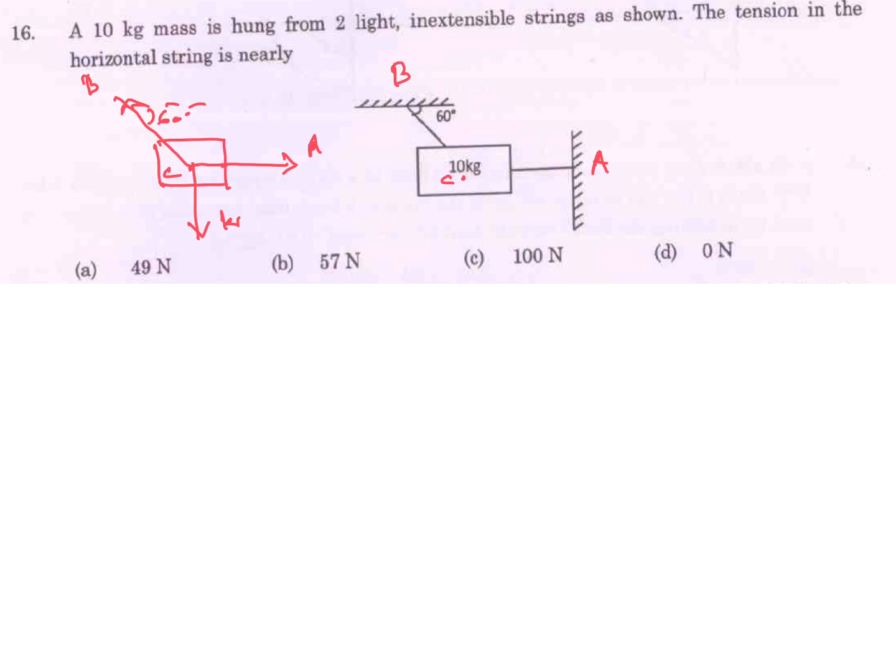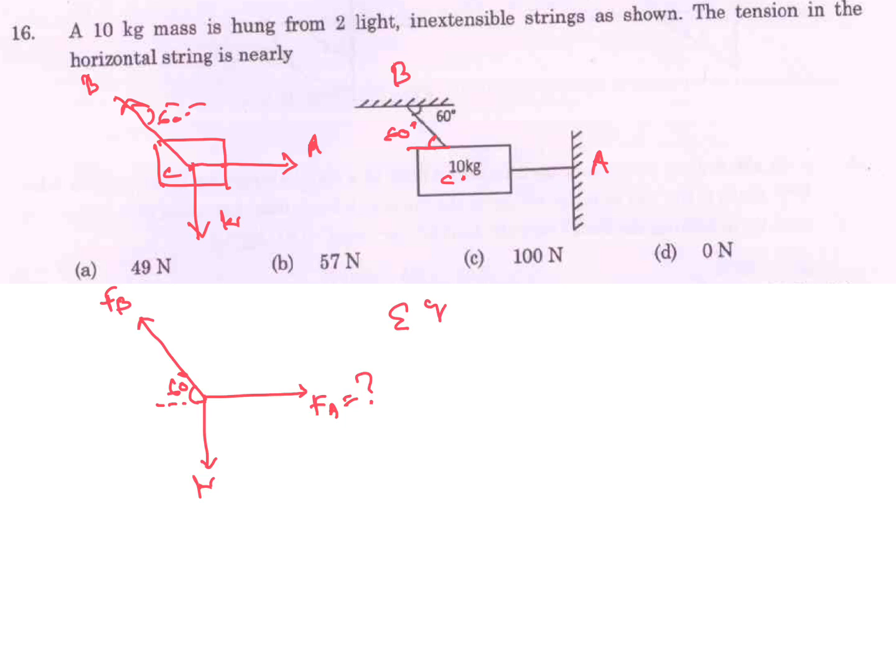So this is also 60 degrees. Again, if we draw W, the force along A, and the force along B, this angle is 60 degrees. So if we calculate the summation of all forces, we have to calculate the tension in the horizontal string. So this one we have to calculate, FA.